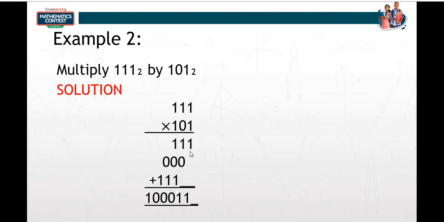So we'll add, this comes down, this comes down. 1 plus 1 is 1, 0. Right, 0, take 1 over to this side. It's also 1, 0. Right, 0, take 1 over to this side. It's also 1, 0. Then that's the last digit. We have 1, 0, and that's the final answer. So if we multiply 111 by 101, we have 100011 base 2.